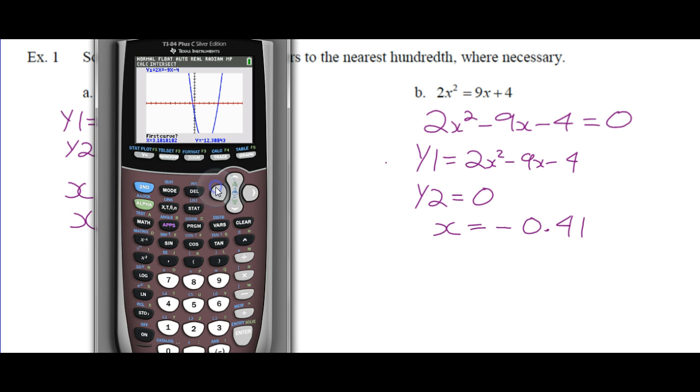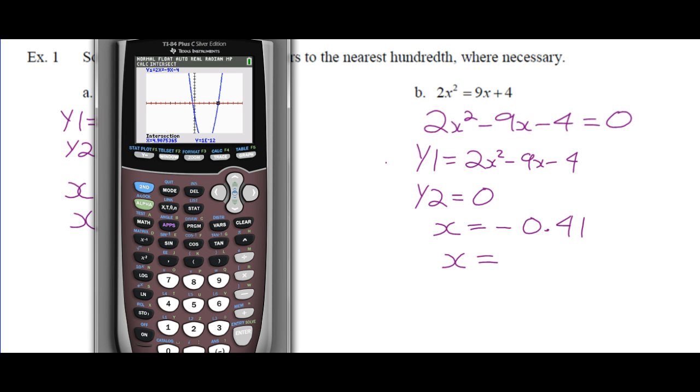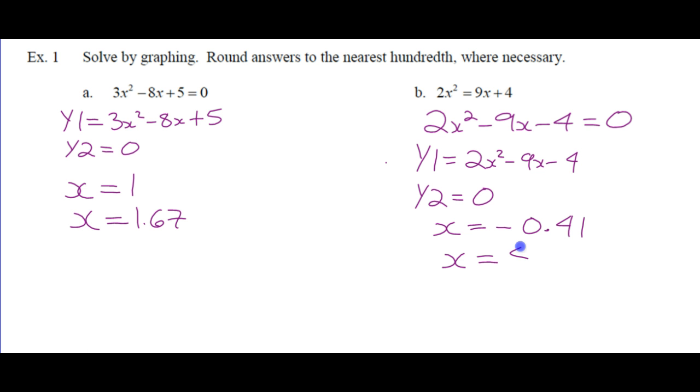Where'd it go? I think you went to the... Oh, I went to the other curve. Okay, yeah. So I moved to about the point of intersection. 1, 2, 3 times on enter. 4 point what? Well, okay. First, let's get the x, then we'll talk about the y. So what's x? 4.91.